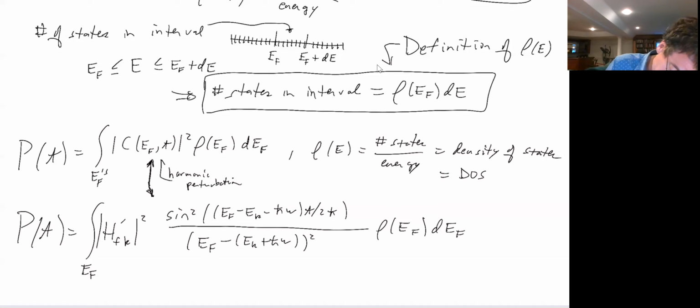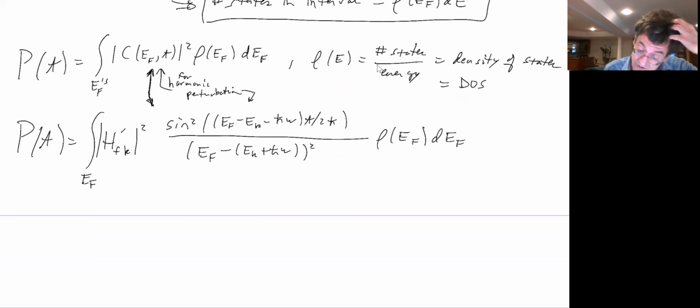Because that's what we had derived before. This result for the harmonic perturbation is this. So that's the integral that we have to do to figure out the probability of ionization. We simply have to do that integral. But now there's a trick that we're going to do, which is essentially a math trick.